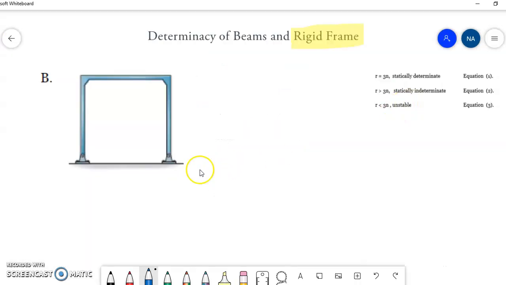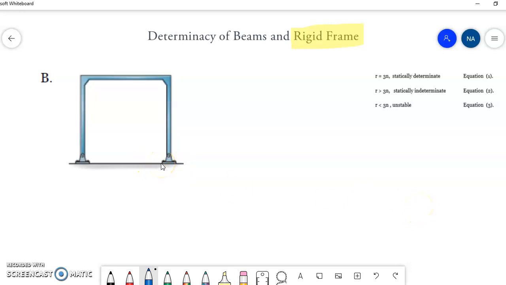Example B. Okay, so for this rigid frame, do we need to make a cutting loop? The answer is no. We don't have to make a cutting loop. Even though we make a cutting loop, it will give us the same answer. So no need to do a cutting loop because there is no closed loop. There is no closed frame at all. Everything is open. So we don't need to do a cutting loop. This is a very straightforward question.